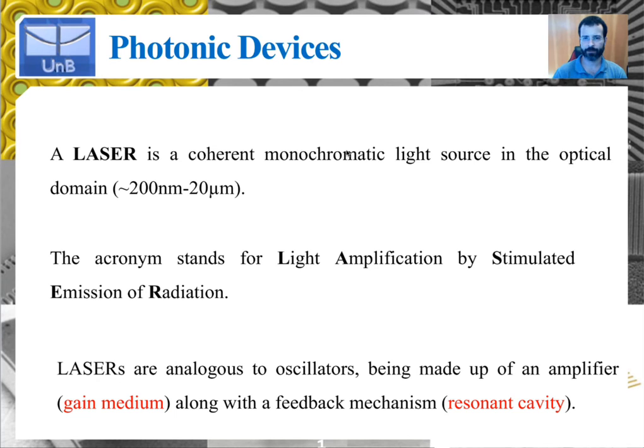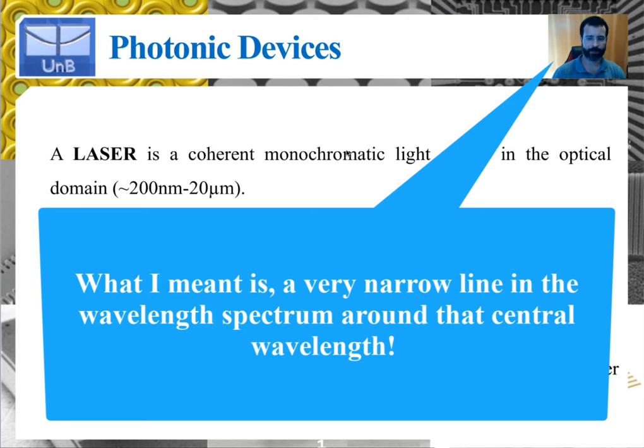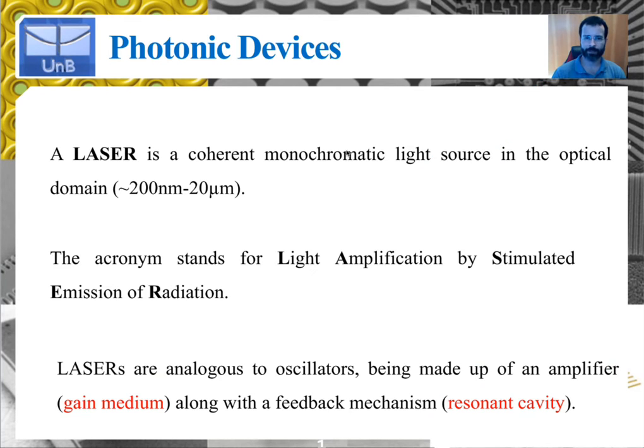For example, if you take a laser that emits red light close to 632 nanometers, it's going to emit a very narrow line in the frequency spectrum around that central frequency. That's different from other non-monochromatic light sources, such as incandescent light. LEDs are not monochromatic in the same sense, and neither are other types of light source.